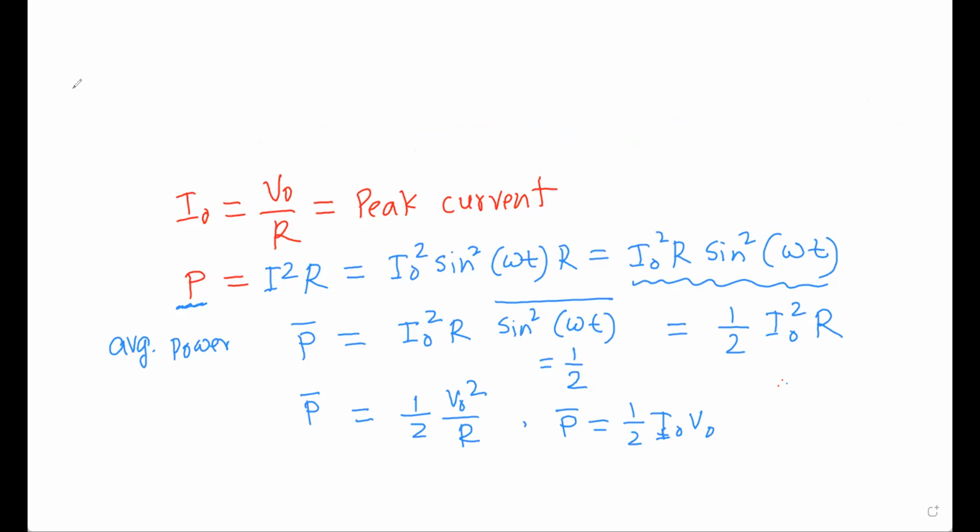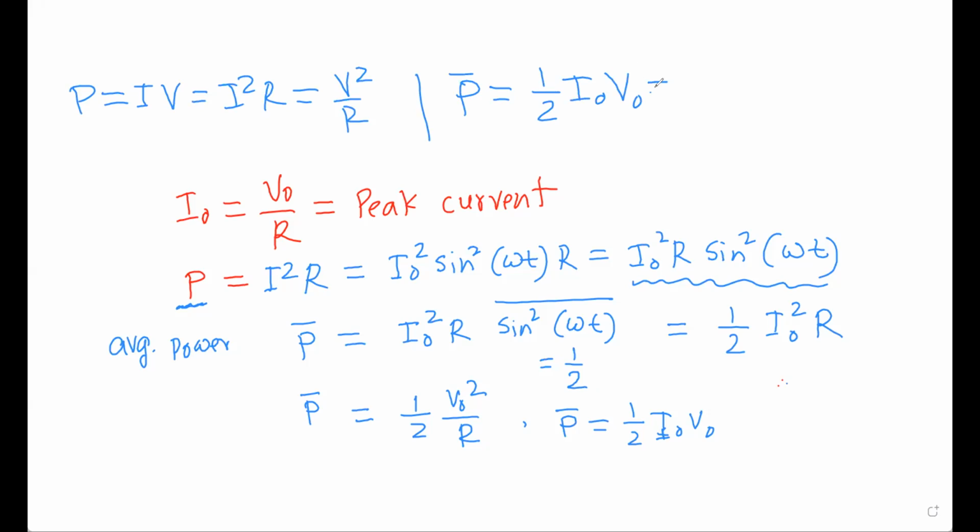So in DC current, you see these equations: IV, I squared R, and V squared over R. And here in AC current, the average power is half I0 V0, half I0 squared R, and half V0 squared over R. So you see it's very similar, but with a half. And these are the peak current and peak voltage.